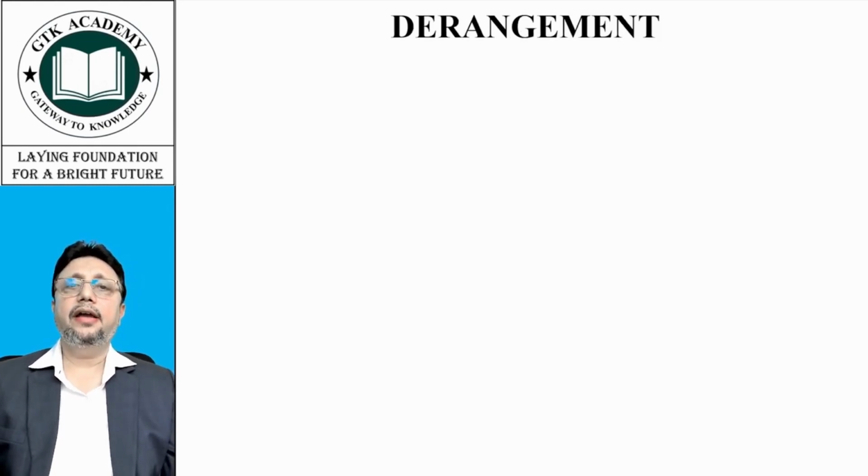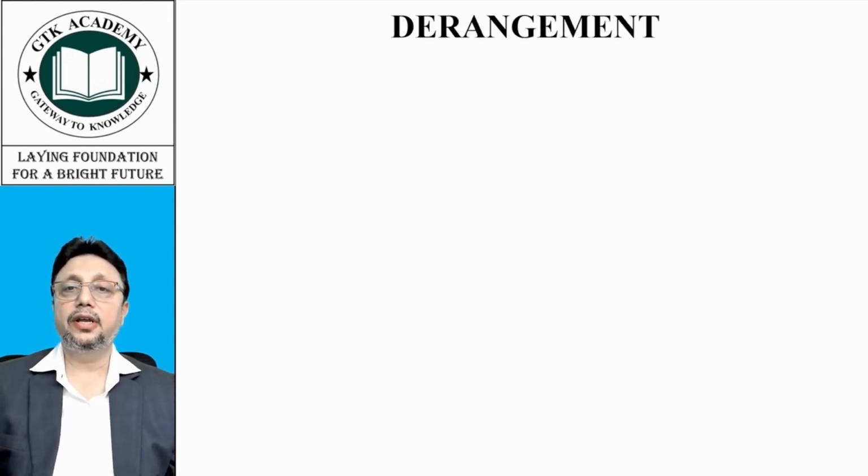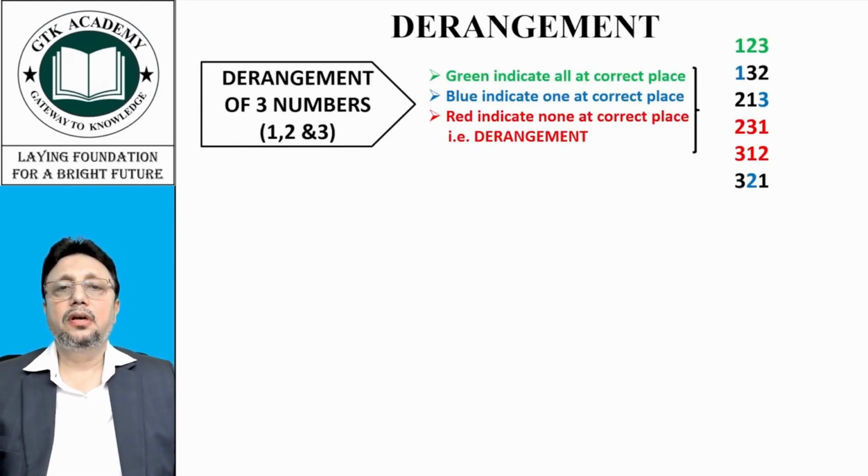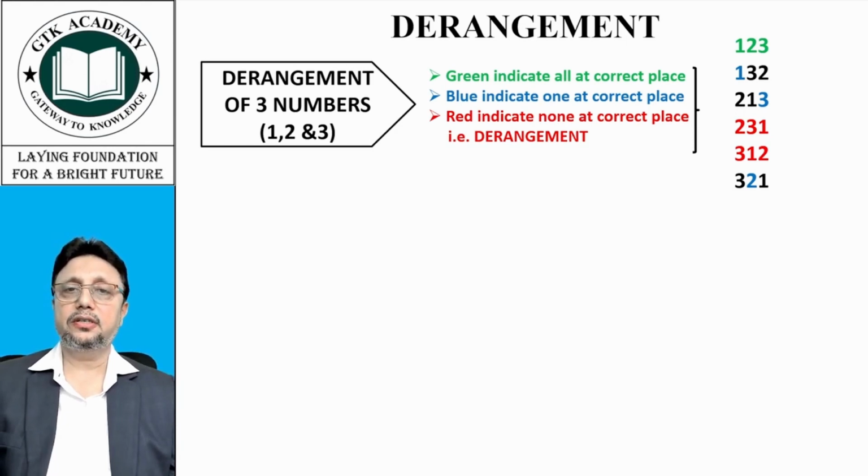Now let's again recall the 2 examples which we discussed initially. That is derangement of 3 numbers. This is what we discussed while starting this topic. Now for these 3 numbers, what are the total permutations? That is factorial 3, that is 6.